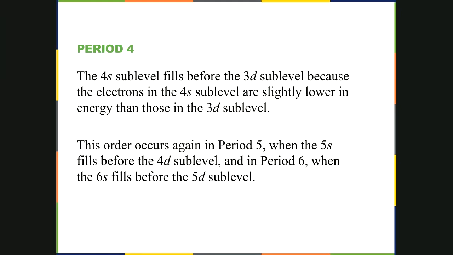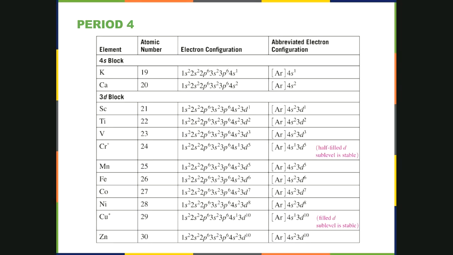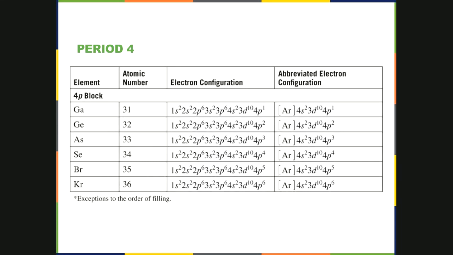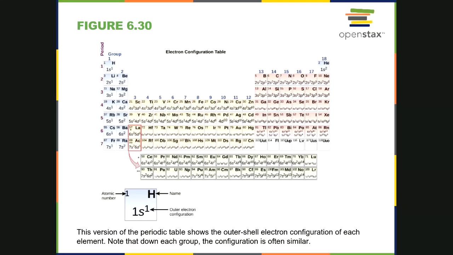Now, with the periodic table, we see that the 4s level is going to fill before the 3d level because 4s is slightly lower than the 3d sublevel. And again, we see this in period 5 where the 5s fills before the 4d, and then in period 6 with 6s filling before 5d because, again, 6s has a lower energy than the 5d. These are just more examples of electron configurations.